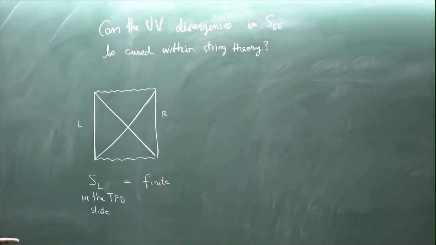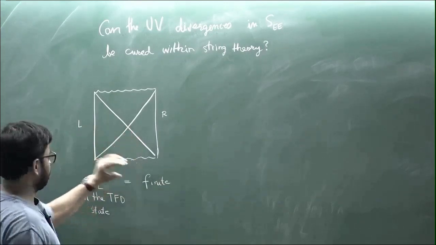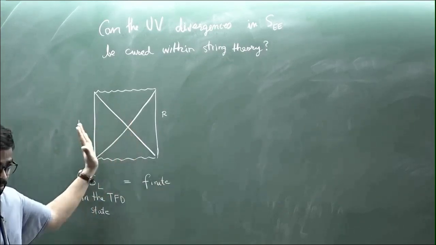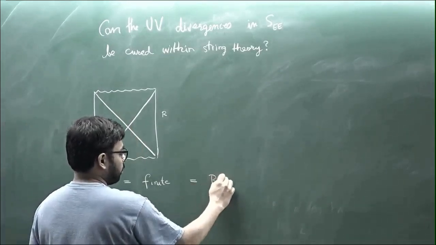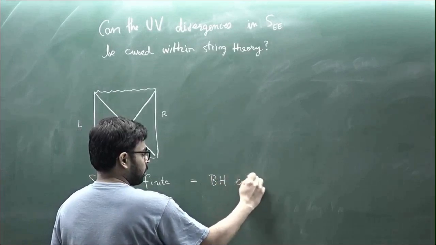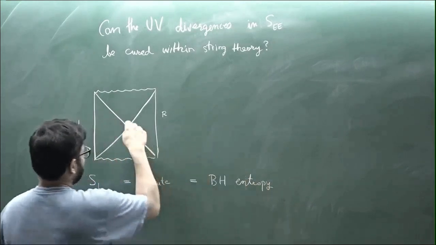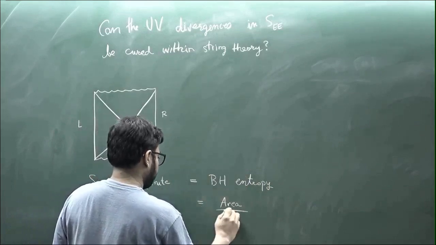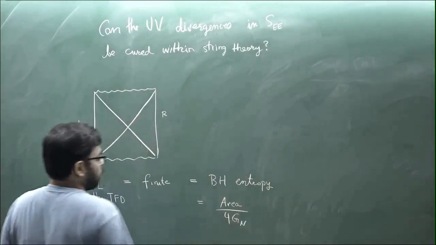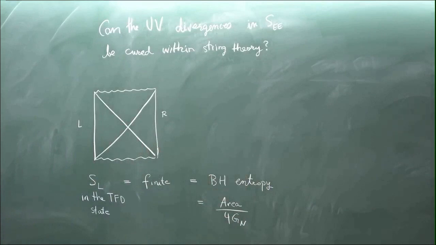Because I'm not taking one piece of Minkowski space, cutting out a region, and asking what its entanglement with the outside is. It's just two decoupled systems in some entangled state. So this is really like the Bell pair example. This is finite, and moreover, it's equal to the black hole entropy, which sits here, and it's equal to the famous area over 4G. So this is a case that string theory had better be able to get right.